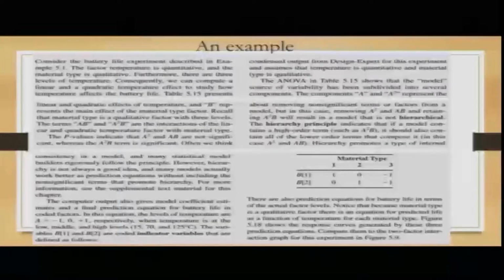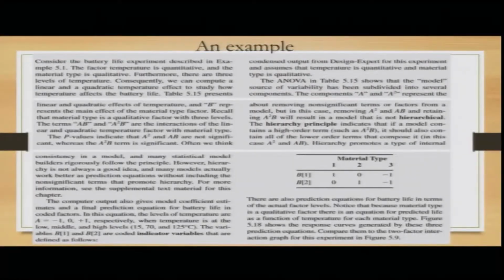The ANOVA in table 5.15 shows that the sources of variability have been subdivided into several components. The components A and A square represent removing non-sequent terms or factors from a model, but in this case removing A square and AB and retaining A square B will result in a model with a different hierarchy, which may not be possible to understand. The hierarchy principle indicates that if a model contains a higher order term such as A square B, it should also contain all the lower order terms.